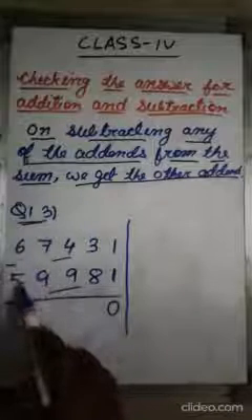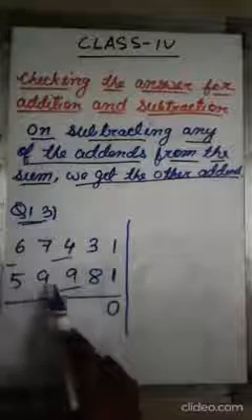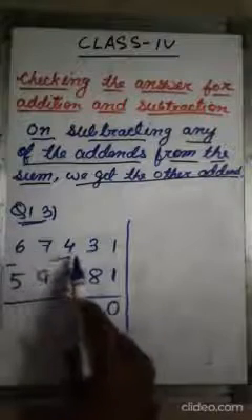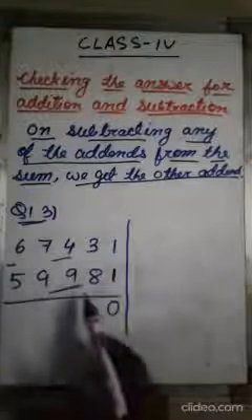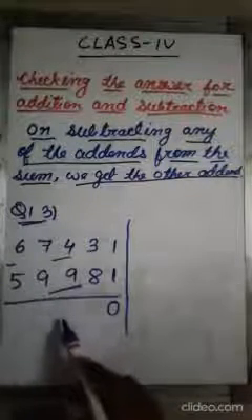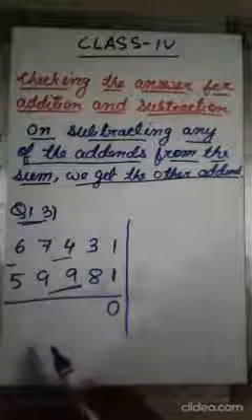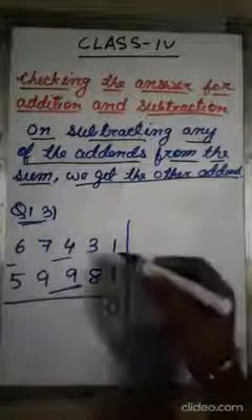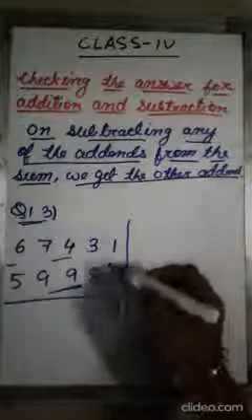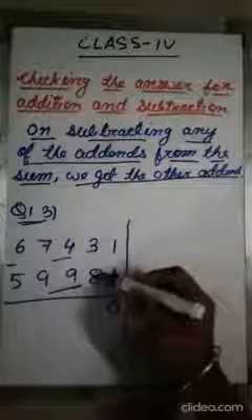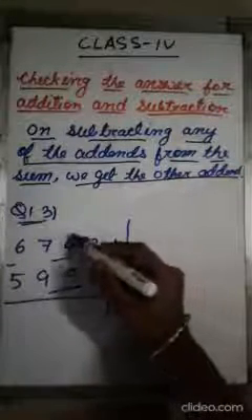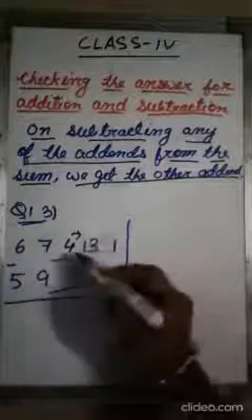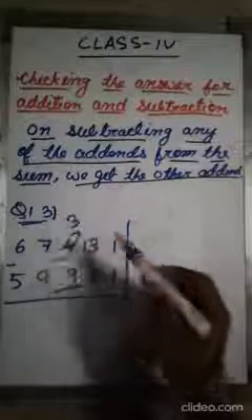Question number 3 from activity 4. We have to subtract 59,981 from 67,431. We have to check if the difference is correct or not. Let us first subtract the two numbers. 1 minus 1 is 0. It is 3, this is 8. 8 is greater than 3, so we have to borrow 1 from 4. It becomes 13. 4 will become 3.